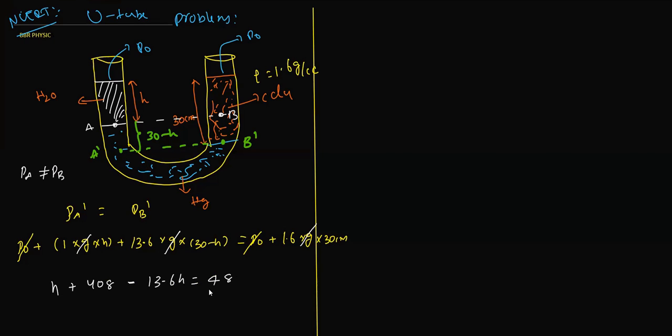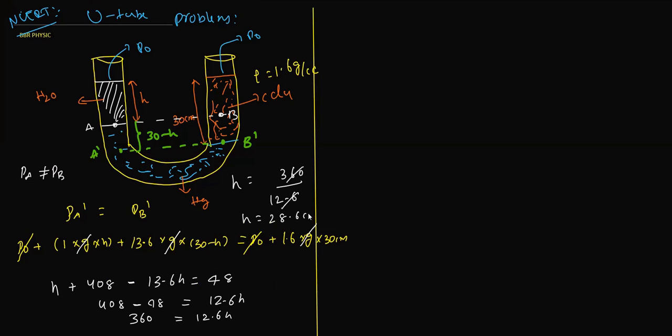Therefore, if I send this to this side, 408 minus 48 equals 12.6 h. Why? Because 13.6 h and h: this is minus, this is plus. So this answer is 360. 360 equals 12.6 h. So h equals 360 divided by 12.6. So if I cancel these, we get an h value of about 28.6 centimeters, which we got here, which you have to understand.